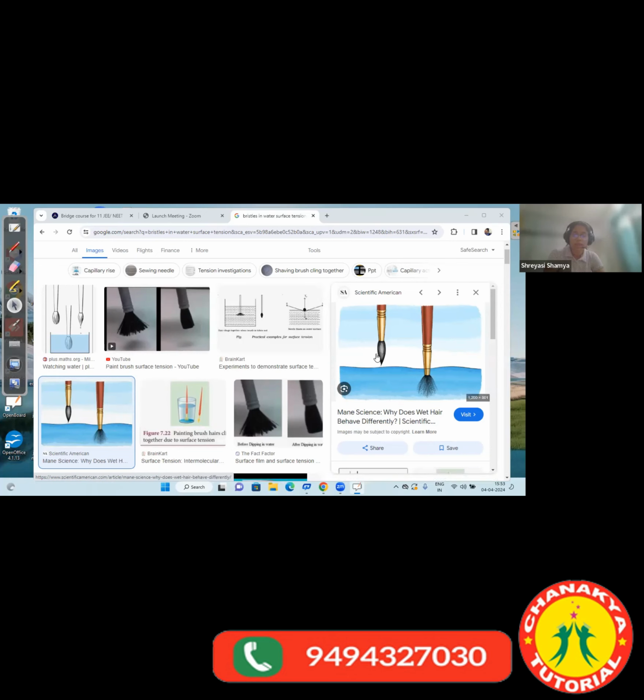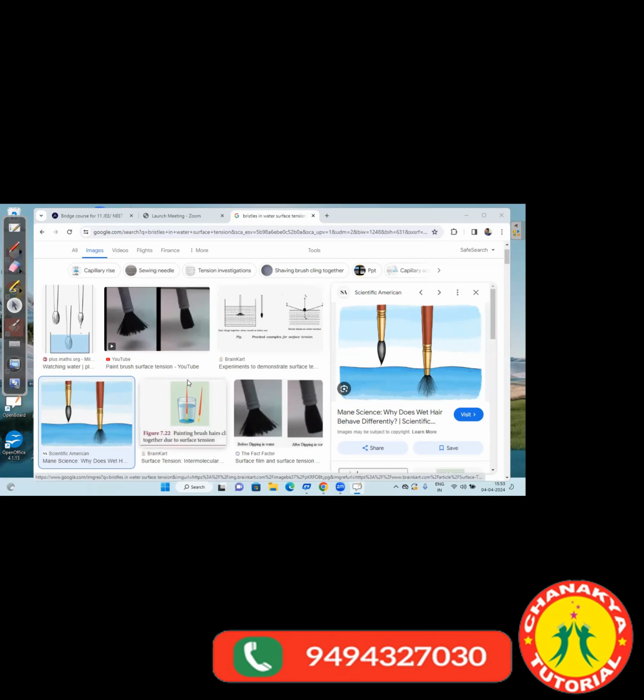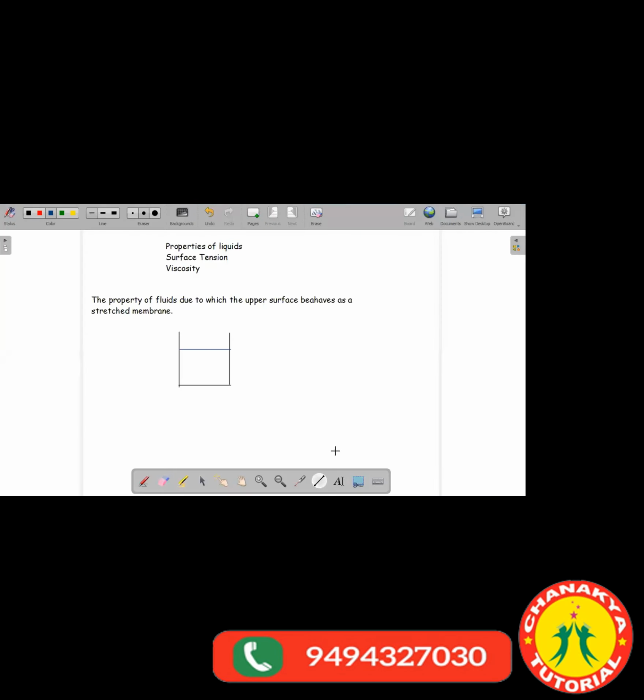So then what about the bubble formation, sir? Yeah, in the case of bubble formation, we observe the phenomenon of excess pressure. See what happens during a bubble.